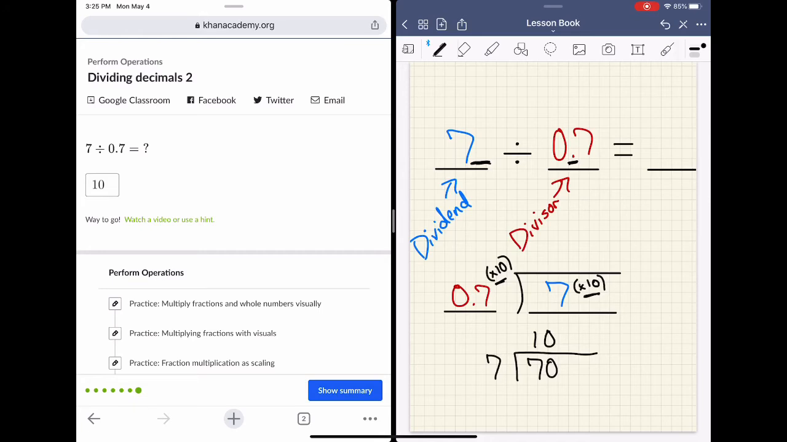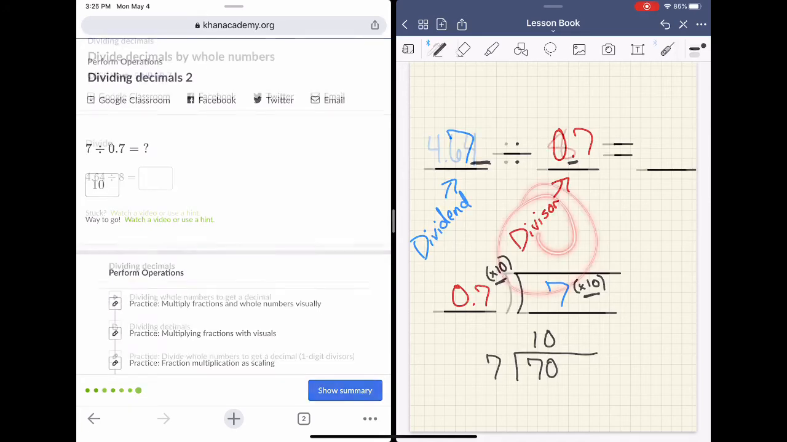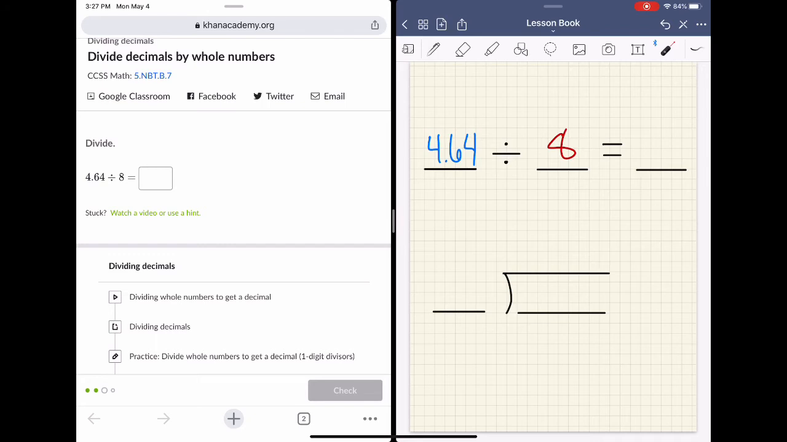So let's do a problem where the decimal appears in the dividend. So now we have a problem where our decimal appears in the dividend rather than the divisor. And as we mentioned, this actually makes our problem a little easier because we do not have to multiply by a power of 10 to get rid of the decimal. We can just divide straight through. So we have 8 going into 4.64. And we're just going to do this as though that decimal were not there.